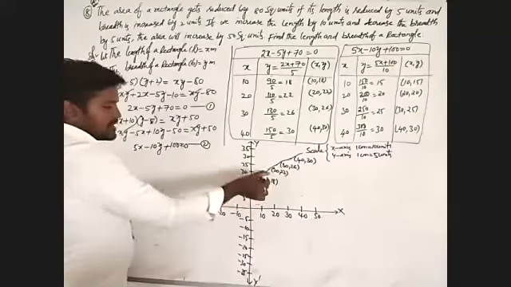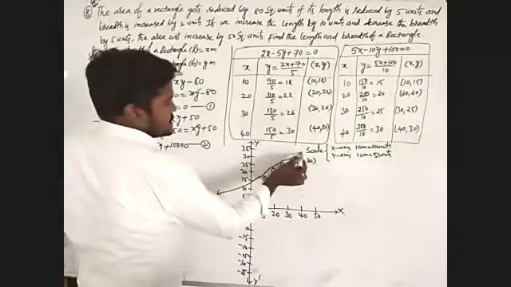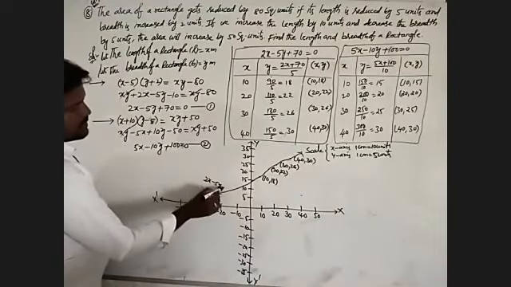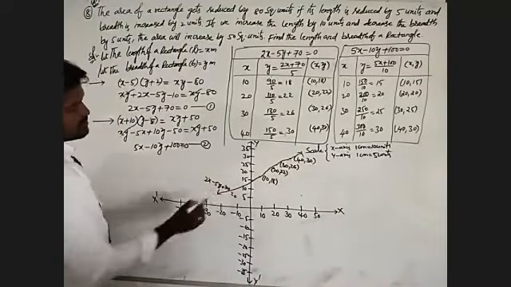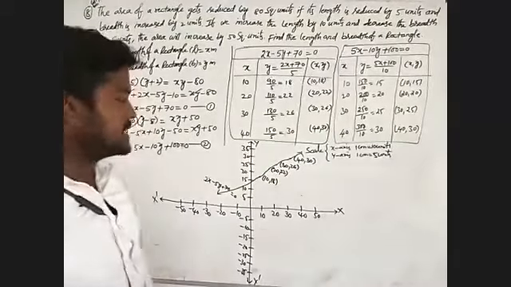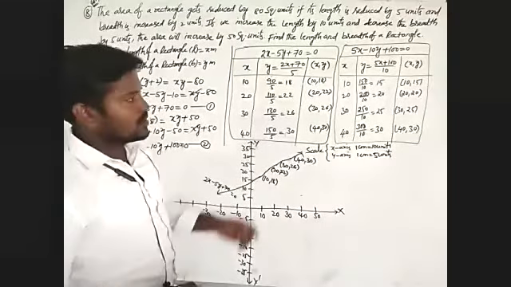Then we take the points of this given graph. The given line is 2x minus 5y plus 70 equal to 0. This is the first equation. After that, the second point is 10, 15. I will take 10 as the x coordinate, and for the y coordinate I will take 15.